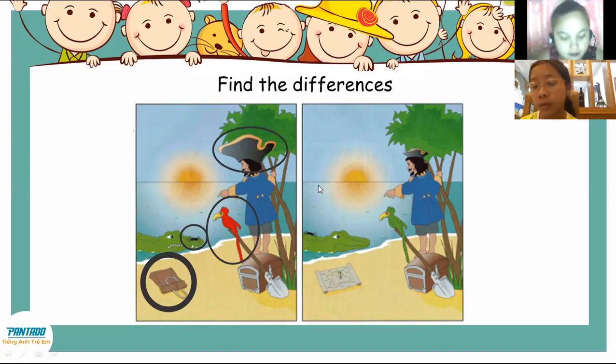Picture one, the crocodile, the spider is on the nose of the crocodile. But picture two, the spider is after the crocodile head. Okay, next. The pirate hat is big, but in picture two it is small. Picture one, the parrot is red, but picture two the parrot is green. Picture one is the map in the ground, but picture two is the map. Okay, so now let's see if it's only four differences.